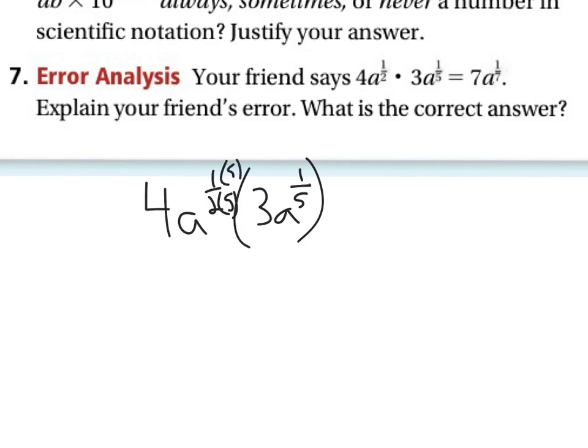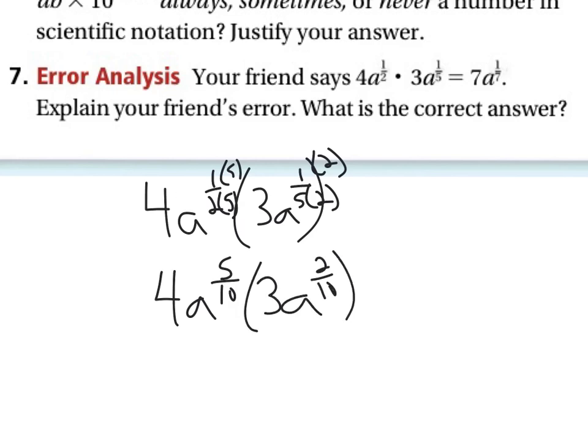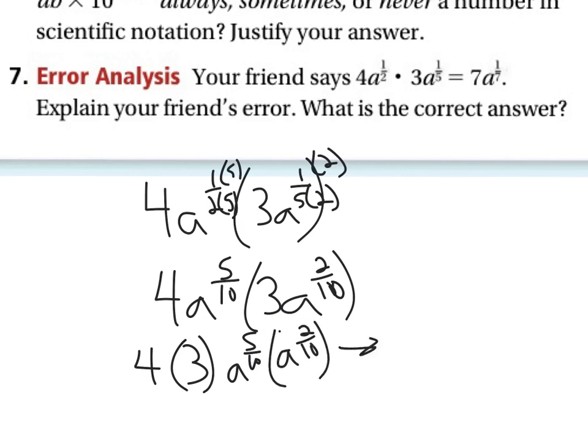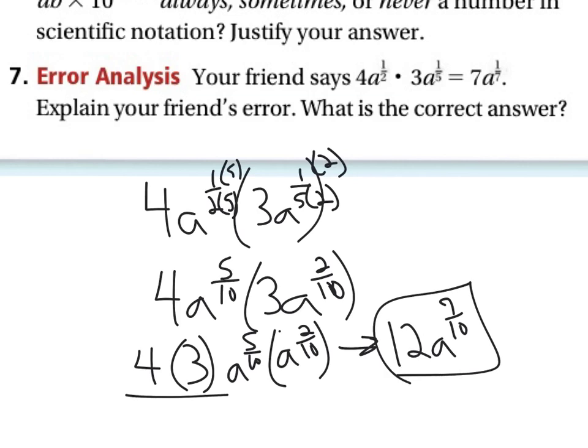So we would want to get a common denominator, which we could get of 10. So that'd be 4a to the 5/10 times 3a to the 2/10. And then if you want to get your numbers in front here, you can. The other problem is they didn't multiply the numbers in front. They added those as well. So 4 times 3 is 12, and then this would be a to the 7/10. So this gives you an idea of how to multiply powers with the same base.